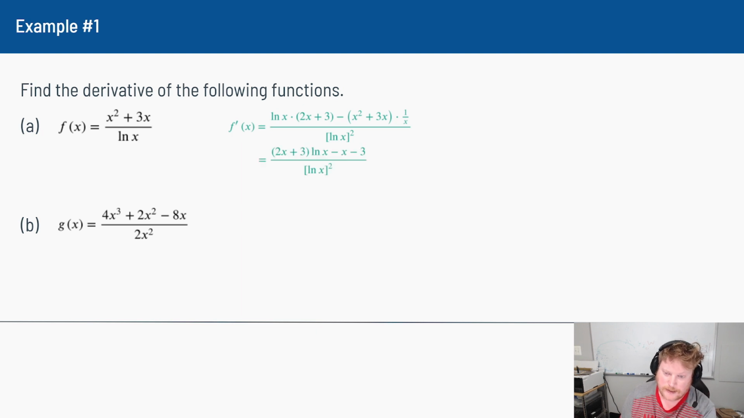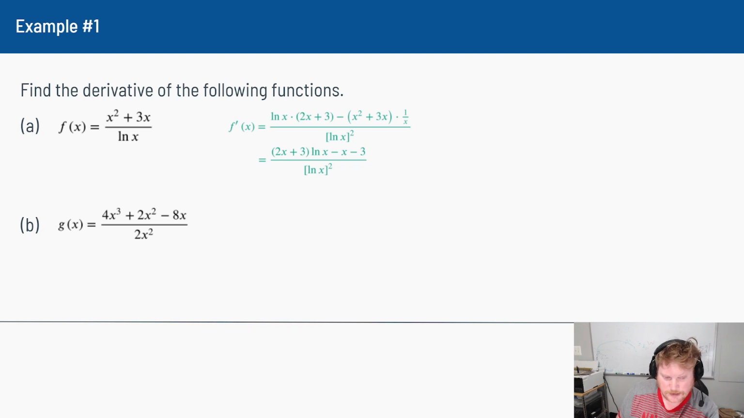Now, simplifying things a little. We don't really want to multiply natural log of x into that other polynomial. It's not going to make it any more simple.